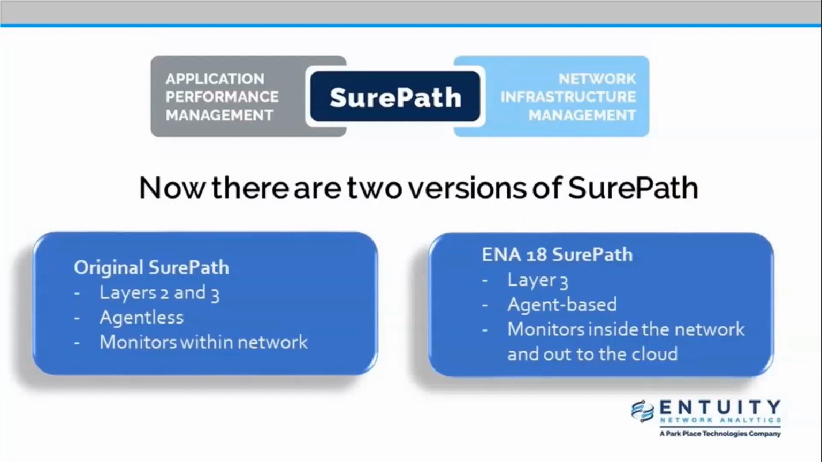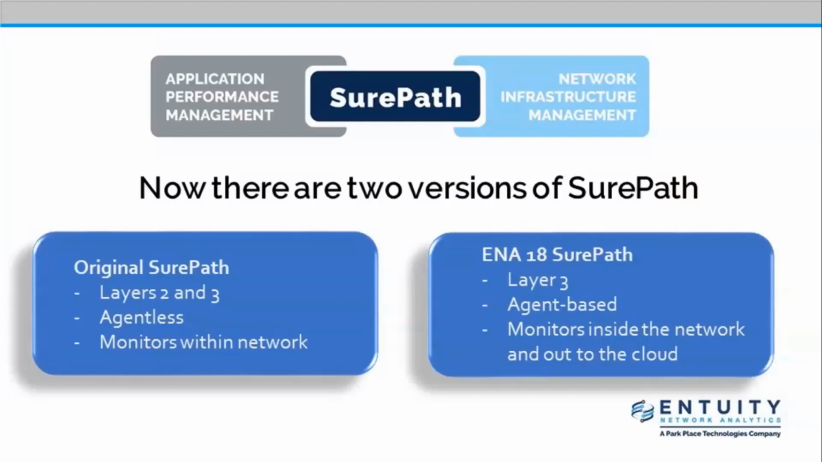In ENA 18, we have a new form of technology, which is agent-based. And this allows for paths to be discovered. They are layer 3 paths, and it allows for the paths to be discovered not only inside a managed network, but also outside across the internet out to the cloud. And there are different characteristics that I'm going to be focusing on, and Pete is then going to take over and give you some demonstrations.